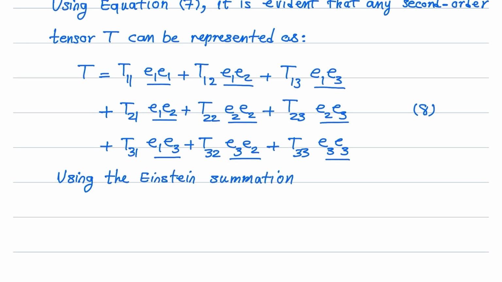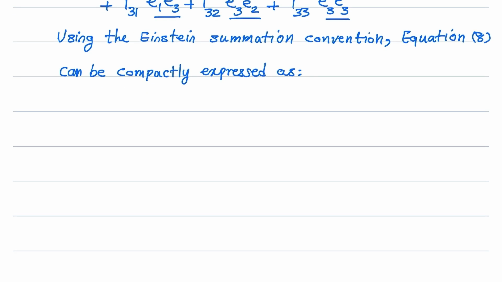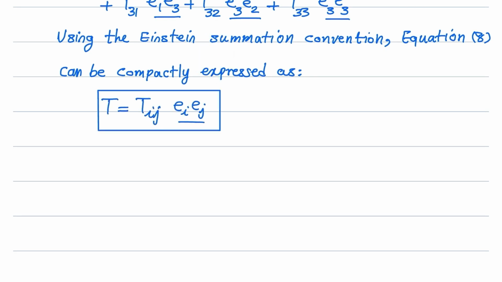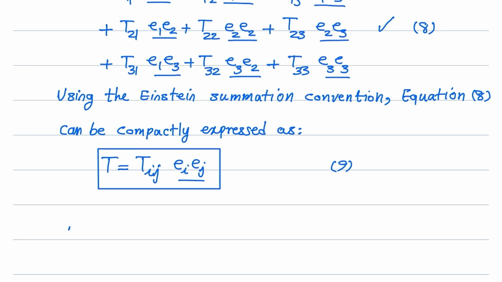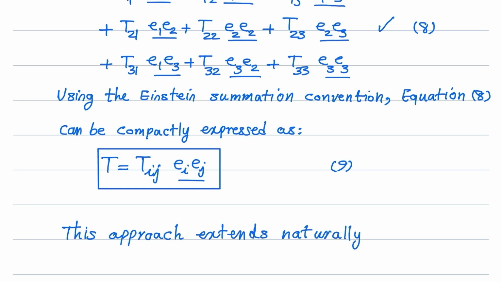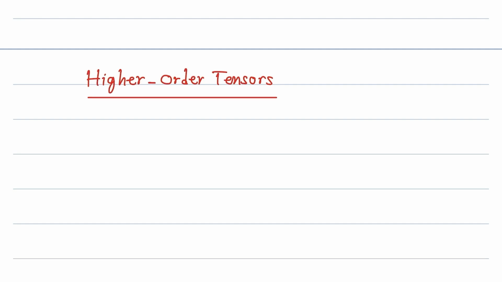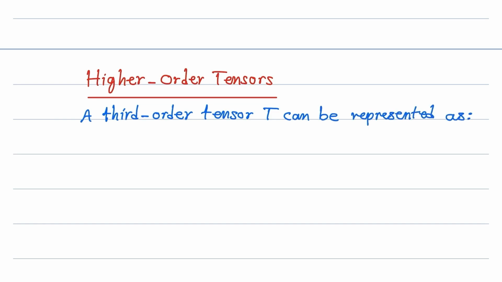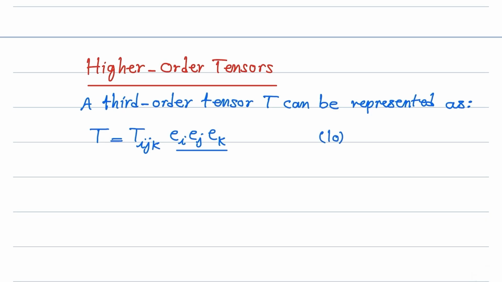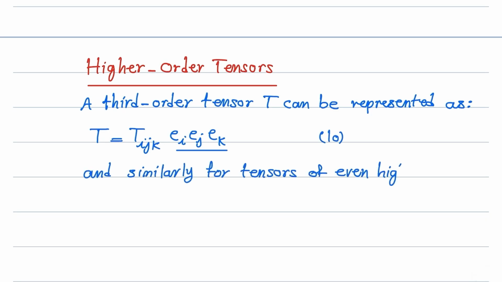Using the Einstein summation convention, equation 8 can be compactly expressed as This approach extends naturally to higher-order tensors. Higher-order tensors. A third-order tensor T can be represented as and similarly for tensors of even higher orders.